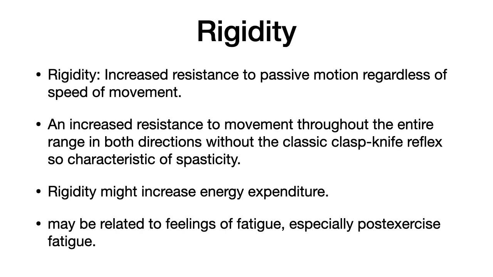The biggest difference between rigidity and spasticity is that in rigidity, the muscle tone doesn't change with the speed of passive movement, while in spasticity, the muscle tone will increase if the speed of passive movement is increased, and the spasticity will be lower if the speed of passive range of motion is slow. Rigidity might increase energy expenditure. Rigidity may be related to feelings of fatigue, especially post-exercise fatigue.